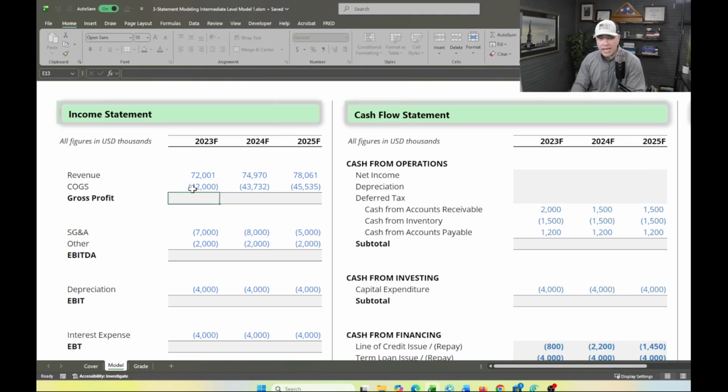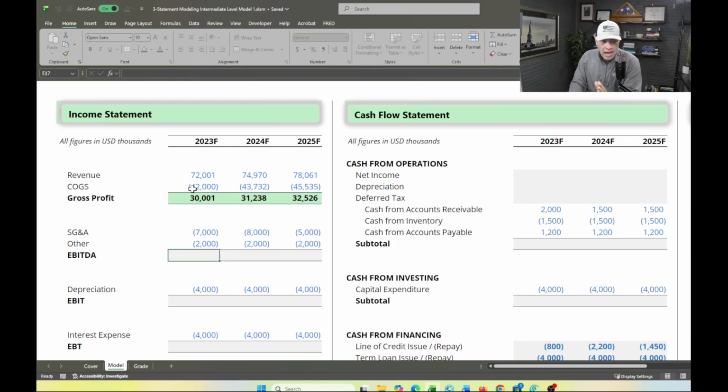Since it's already a negative, all you're going to do is hit Alt equals. That's important because if cost was represented as a positive, you would have to subtract out cost. Since it's a negative, I'm just going to add those two up. So I'm going to hit Alt equals, and then I'm going to hold down Shift and hit Control R.